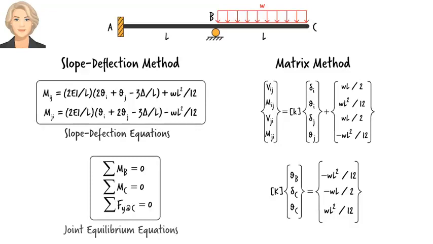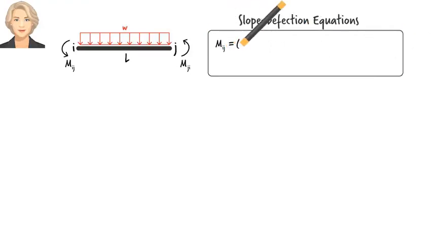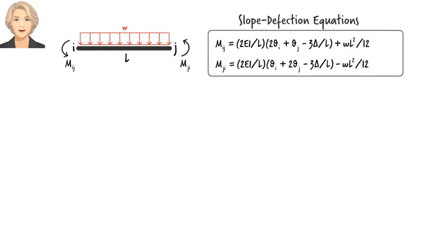Please keep the parallels between the slope deflection method and the matrix method in mind as we go through the formulation. Consider a typical beam segment subjected to a uniformly distributed load. Here are its slope deflection equations. They give us member end moments in terms of member end rotations, theta, and the relative end displacement, delta. Let's number the equations 1 and 2.